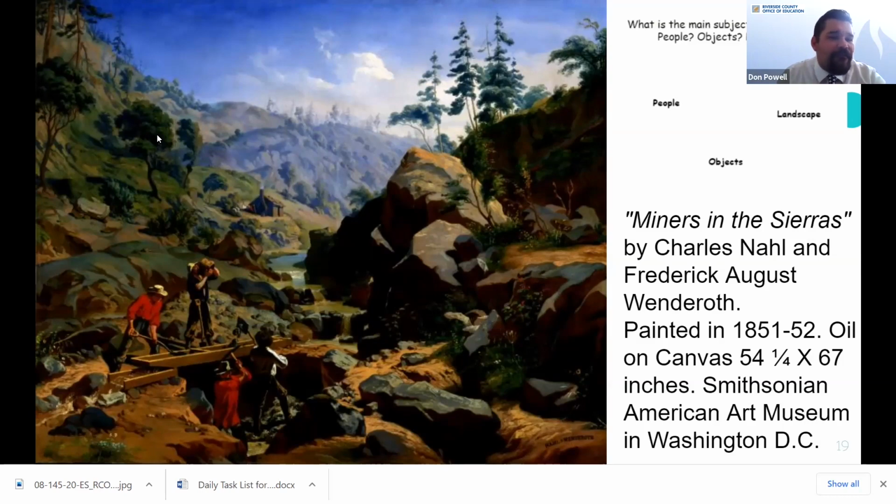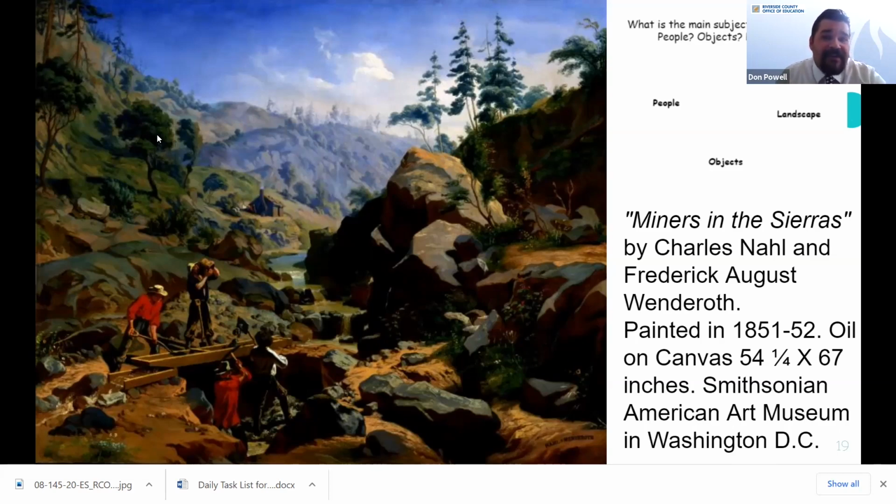You could also argue that in the foreground are the four people who are struggling to mine in the Sierra, and the title says Miners in the Sierras. So if the first word is about miners, and we see in the foreground that we're centered in on the miners and the hard work that they're doing, it very well may be about that.